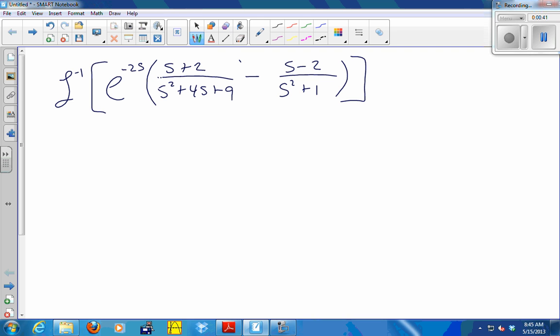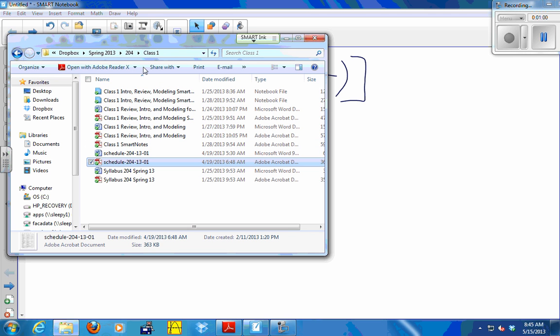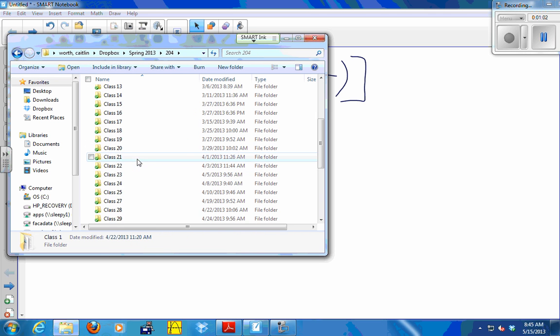We could take the inverse Laplace of each of these terms that are in the parentheses. Those have things in the table that will help us do that. And then in the table, there's an entry for multiplying something you know the Laplace of times e to the something. So let's see.